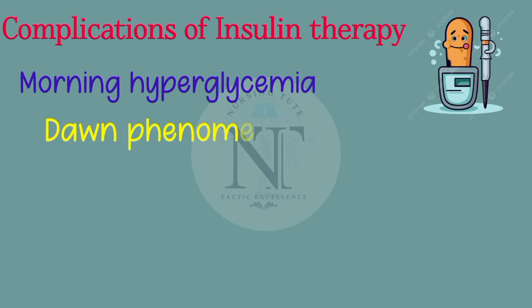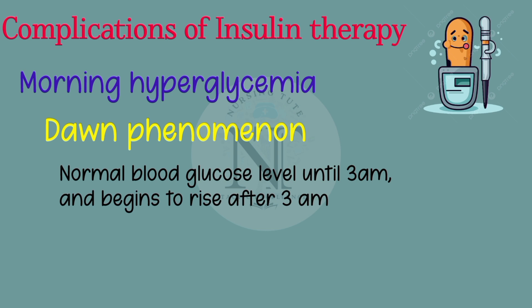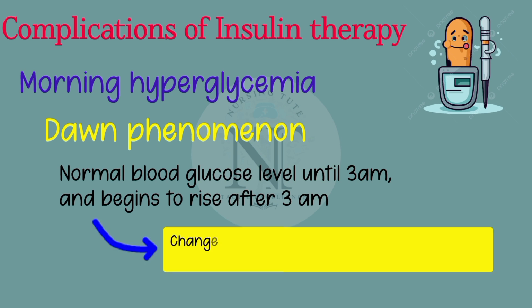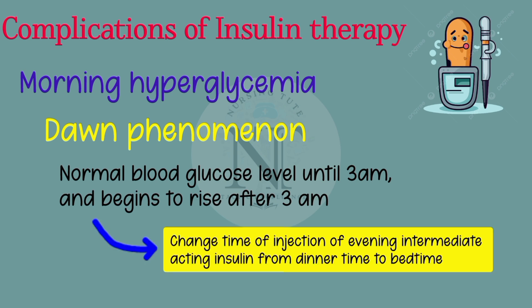And dawn phenomenon, which means the patient's blood glucose level is normal until 3 a.m. After that, the blood glucose levels begin to rise. This is a compensatory mechanism or natural change from the growth hormone secretions, which may increase the need for insulin. To treat this, change the time of injection of evening intermediate acting insulin from dinner time to bedtime.